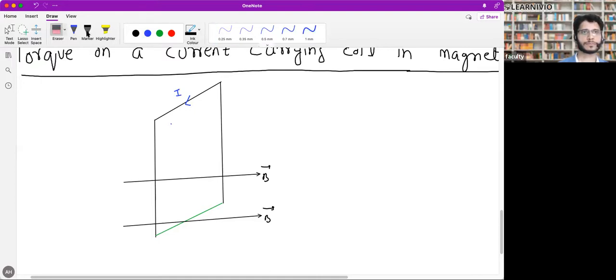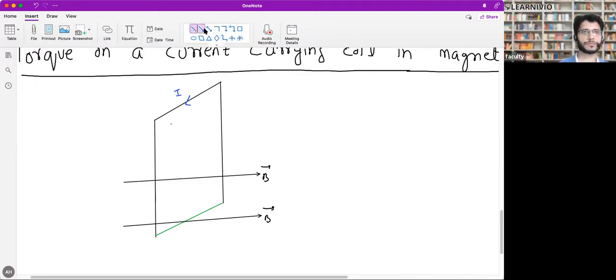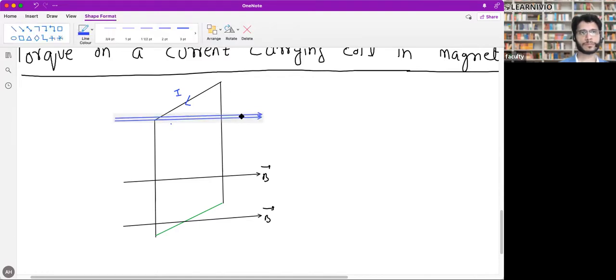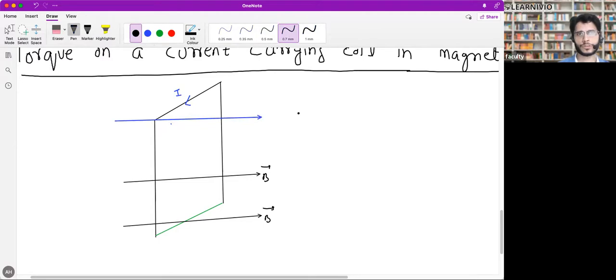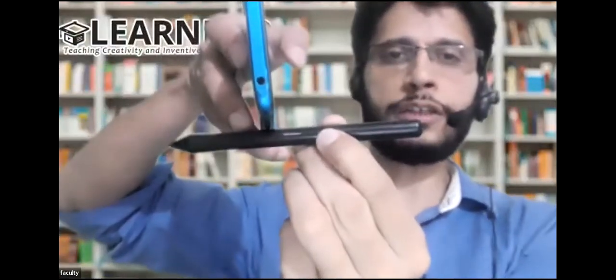So the shape is rhombus? No. The shape is rectangular, but since it is perpendicular, that's why I'm drawing it in this way. I'm showing you an animation for this also. So this is your magnetic field. See, this is my pen, and let's say this mobile phone is my coil. If I place my coil in this way to the pen, then what's the angle between the coil and the magnetic field? My pen is the magnetic field and this mobile phone is the coil.